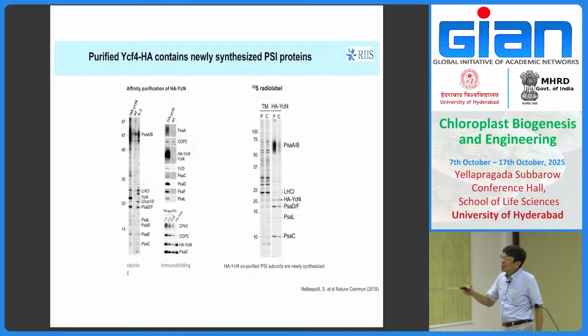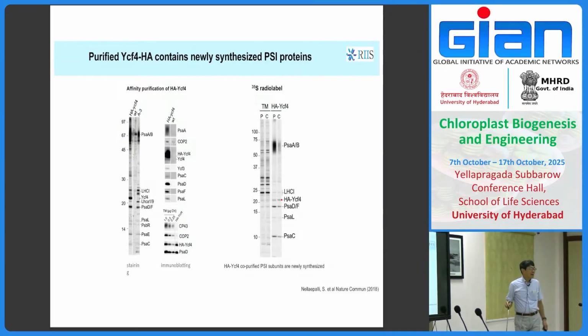I also did immunoblotting and pulse-chase labeling, as we did for YCF3. The same pulse and chase. PSA-A is very strongly labeled at this time, and also PSA-C, L, D, F. This is YCF4, LHCA1, LHC1, something. And during the chase, PSA-A disappeared, going down in level.